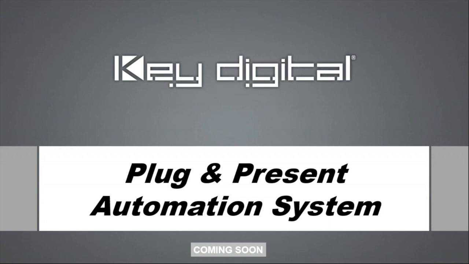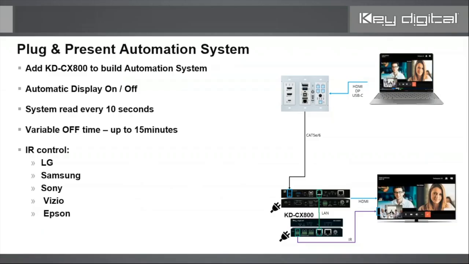And so I present to you Key Digital Plug and Present Automation System. Coming soon, the Plug and Present Automation System, you will simply add one CX800. This is a Key Digital control gateway we've had for many years now, and this is a new software for this product. You add the CX800 to build a complete automation system. Automation, it means you don't have to press any buttons. As soon as the user plugs in their laptop, the display will turn on.